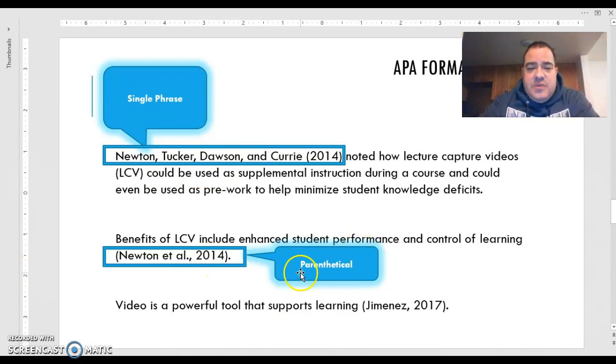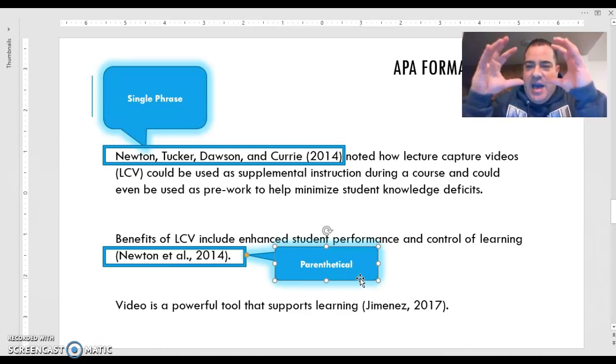The second example below was what we call the parenthetical, and the parenthetical just simply means that your entire citation is in parentheses.